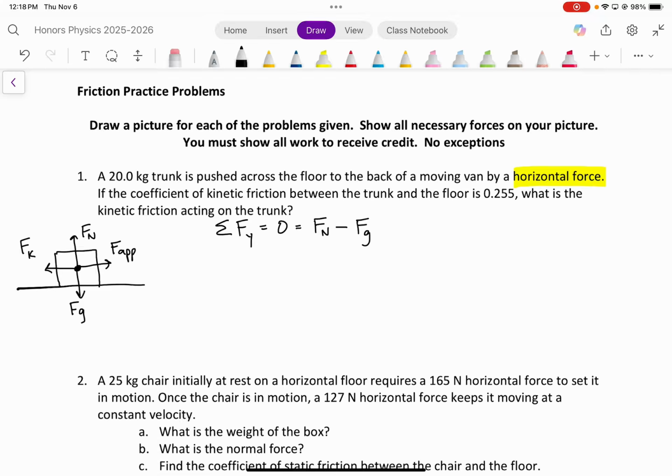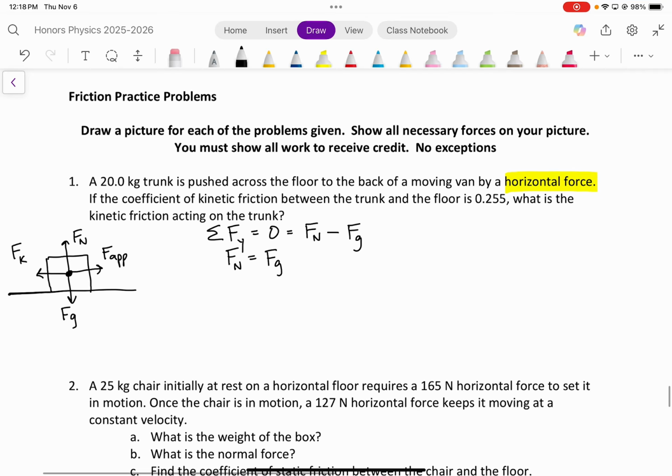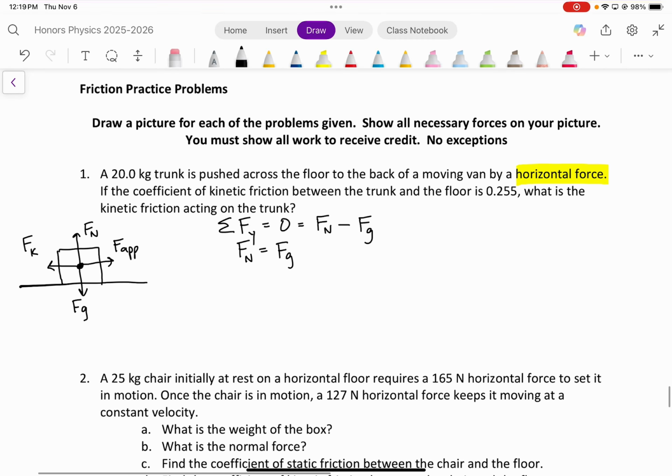Okay, so if Fn minus Fg equals 0, what can I say about Fn? That's going to be equal to what? Fg. All right, simple math. Now we have an equation. We know that Fg is equal to something. Look back in your notes when we talked about the different types of forces. First of all, what is Fg? Gravity. It's the force of gravity.